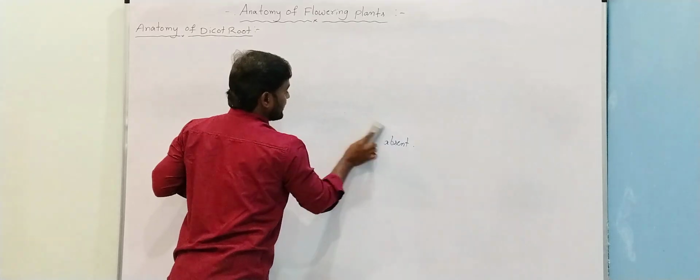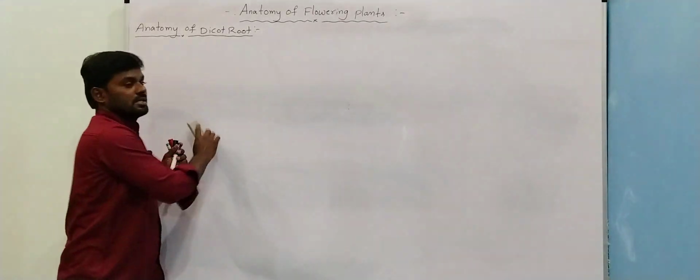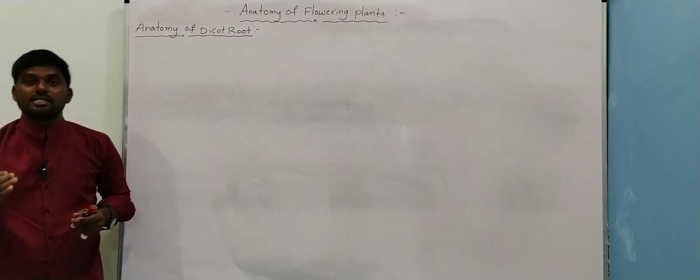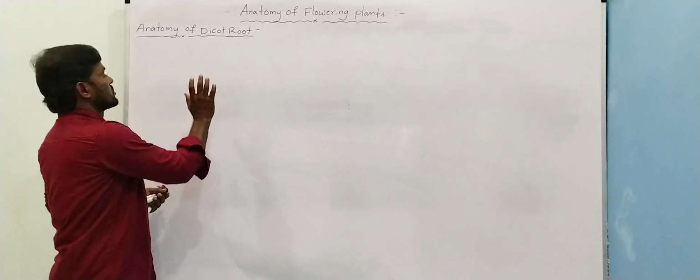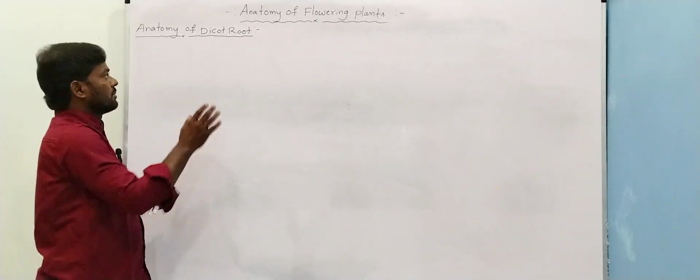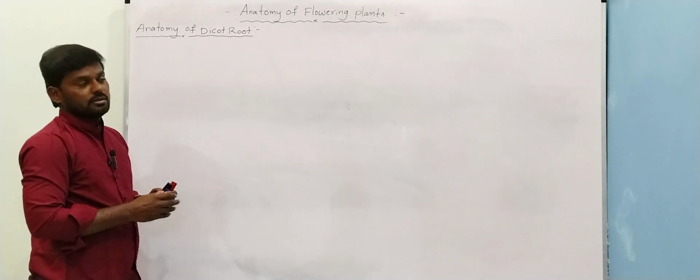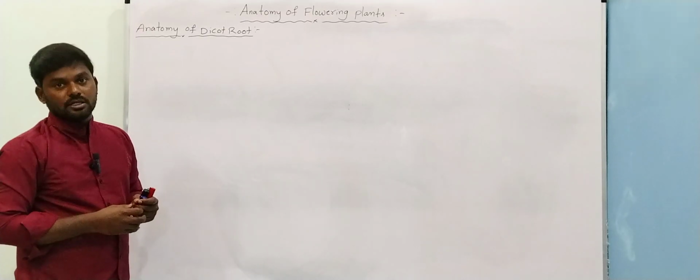And in case of the dicot root, the number of vascular bundles is four, less than six. So I will tell you how many vascular bundles are present in the dicot root, and what the major characters in the dicot root are, one by one.